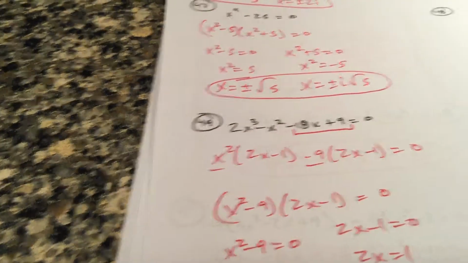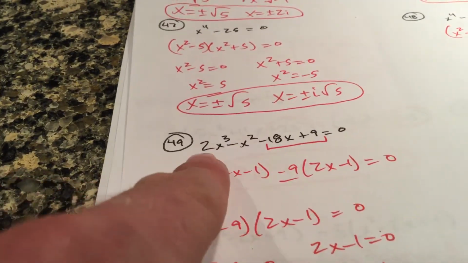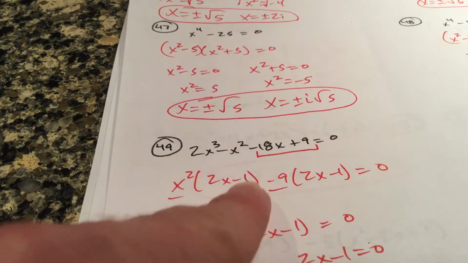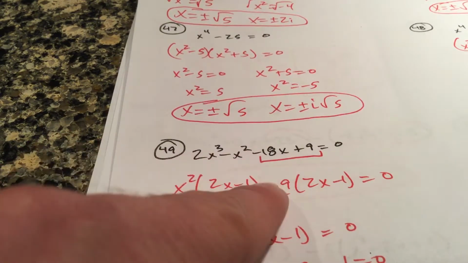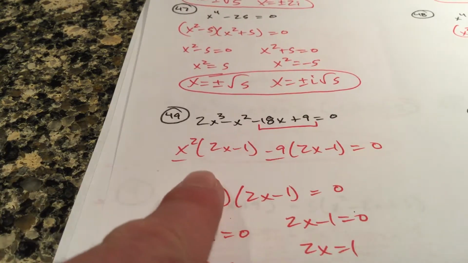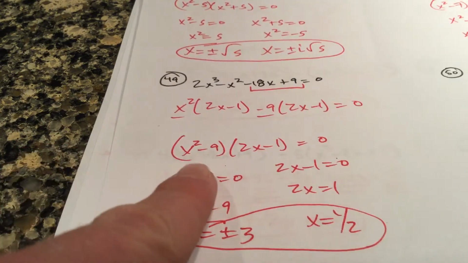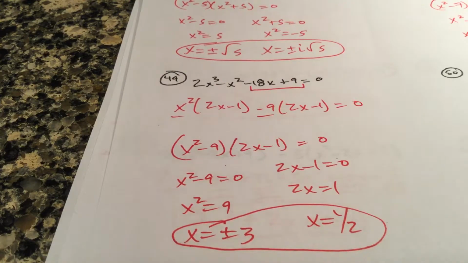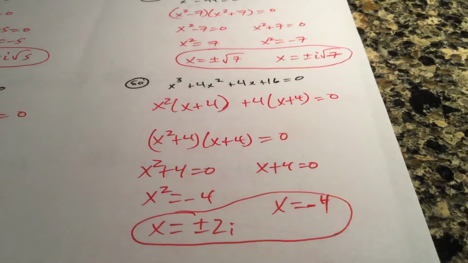Last two, you're going to factor by grouping. This first pair here has an x squared in common, leaving you with 2x minus 1. Bring down that negative. They have a 9 in common. You divide both by negative 9. That's how you get 2x minus 1 again. 2x minus 1 equals 0. You get 1/2. Set this equal to 0, you get plus or minus 3. That's the square root of 9.